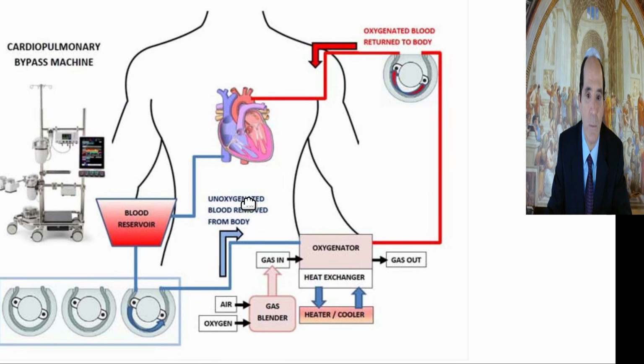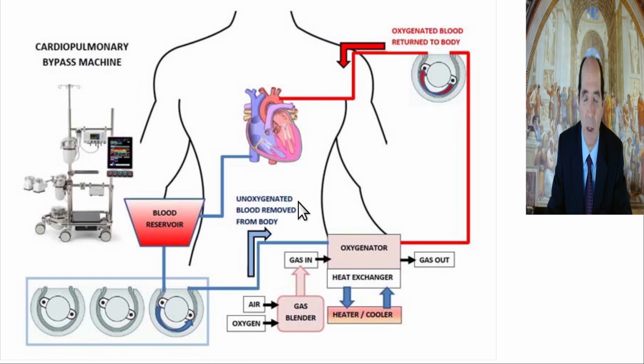Okay, here's a look at what cardiopulmonary bypass is all about. You're going to take blood from the right side of the heart that's not oxygenated, and bypass it through this machine, the cardiopulmonary bypass machine, which oxygenates it, and then it's going to be returned to the arterial system.